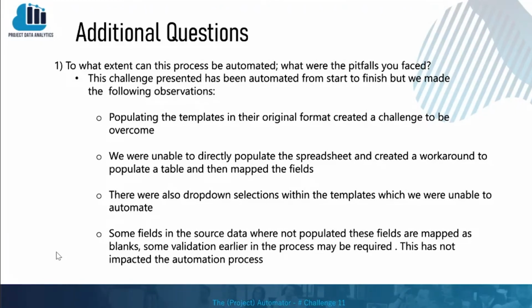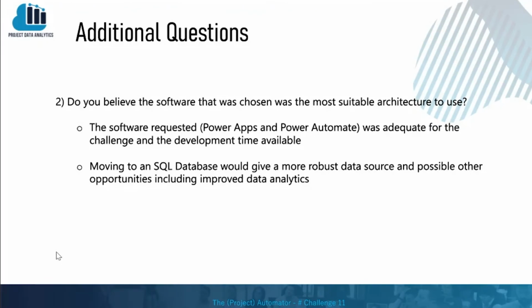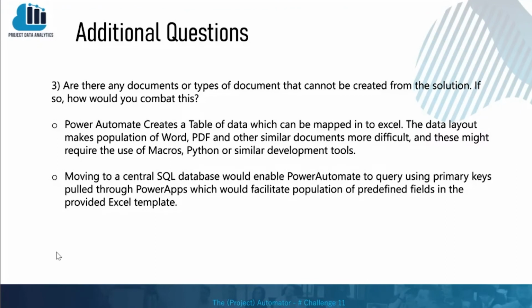As a workaround, there is a possibility to avoid the drop-down selections within the templates where we were unable to automate. But again, this is something that can be fixed in the long term. And some fields had to be left blank. We think that Power Apps and Power Automate are sufficiently clear applications to use for this exercise. However, introducing a centralized SQL database may make things more robust and more scalable for bigger corporations.